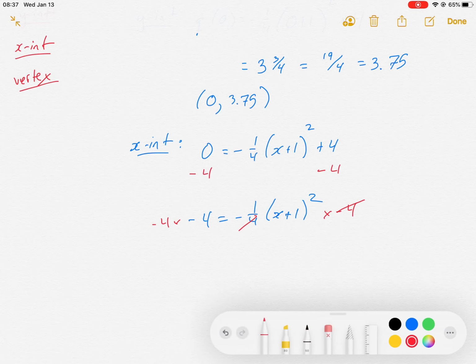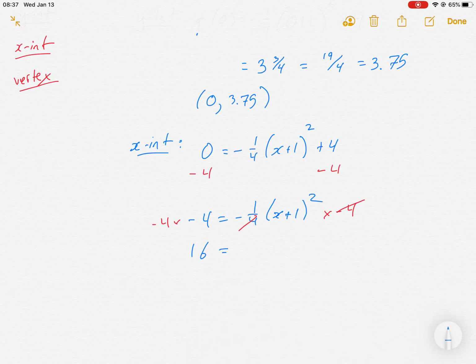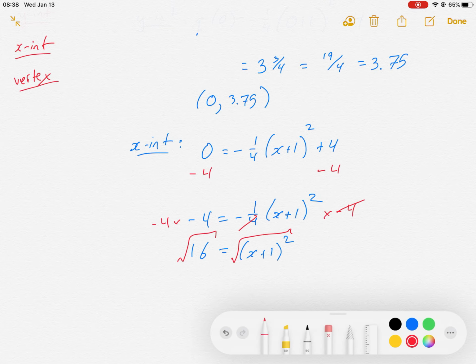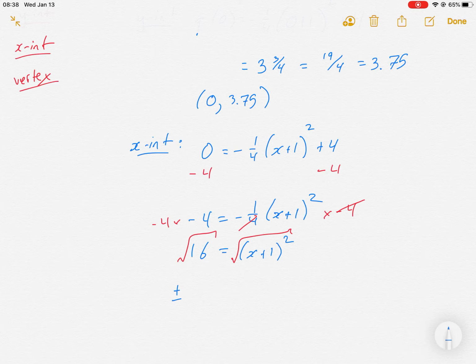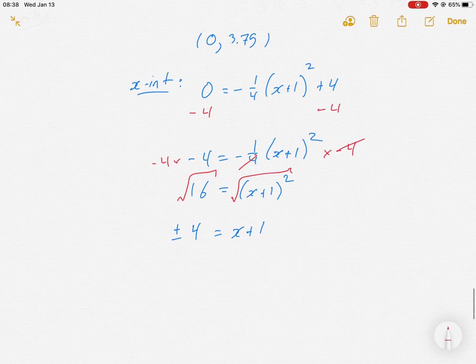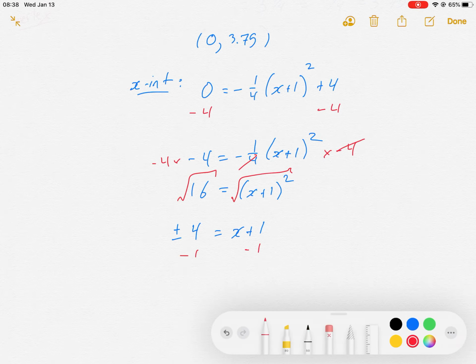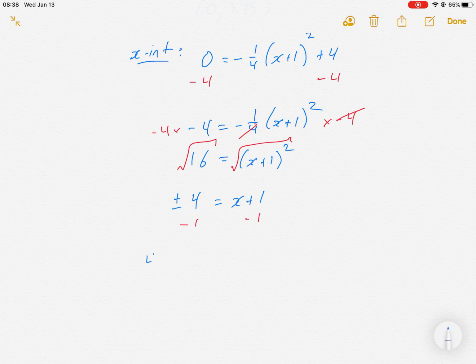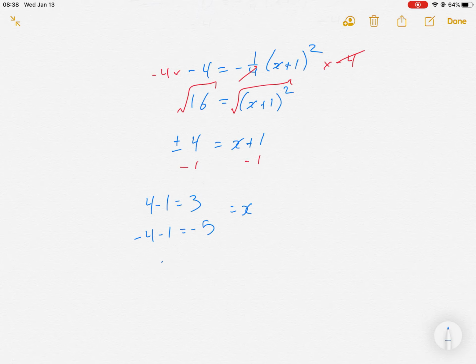And so now I end up with 16, positive 16 equals (x plus 1) squared. If I take the square root of both sides, that'll get rid of that squared. So I'm left with plus or minus 4 equals x plus 1. And now I'm going to subtract 1 from both sides. Now this is a good point. Since we have that plus or minus, we actually have 4 minus 1, which is 3, and we have negative 4 minus 1, which is negative 5. So there are our two x-intercepts. We have the point (3, 0), and we have the point (negative 5, 0).